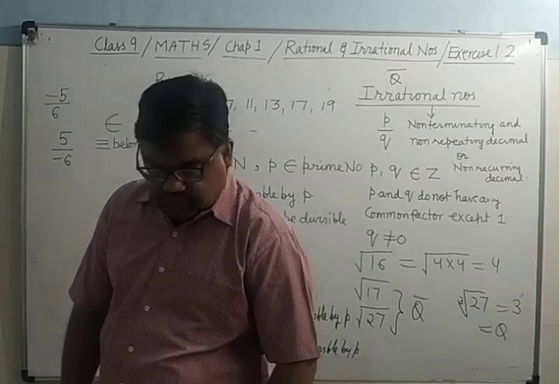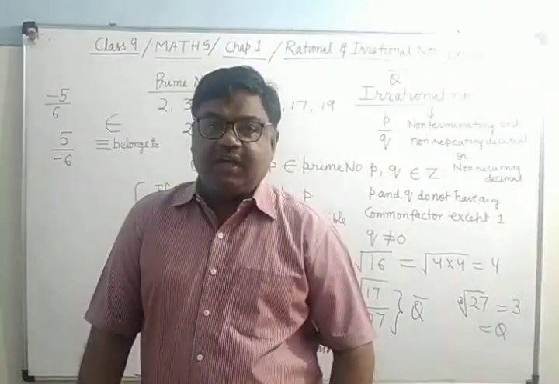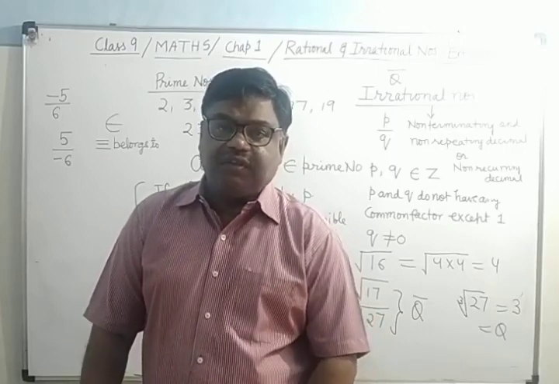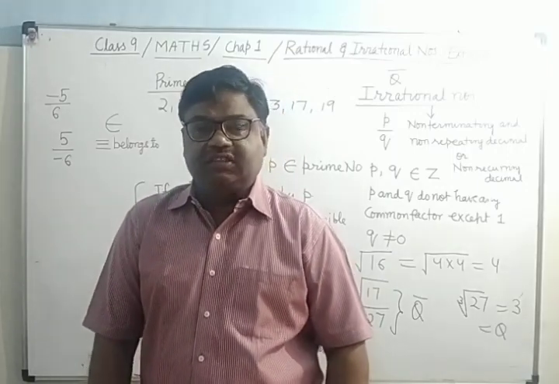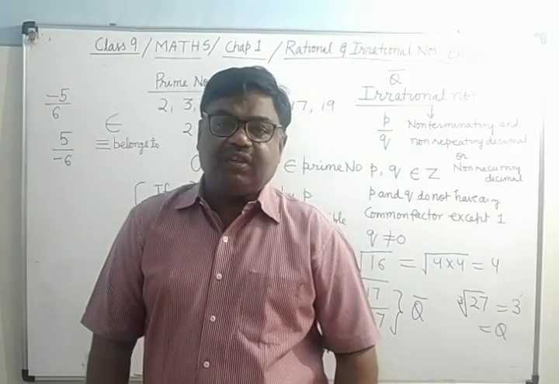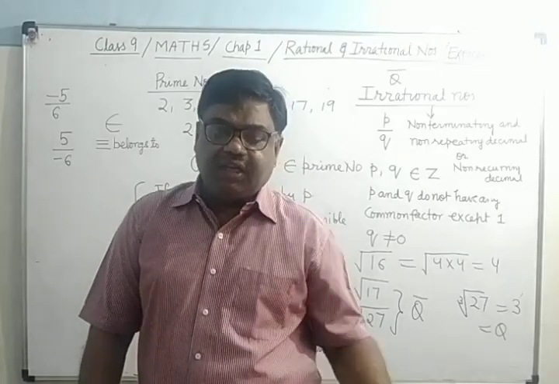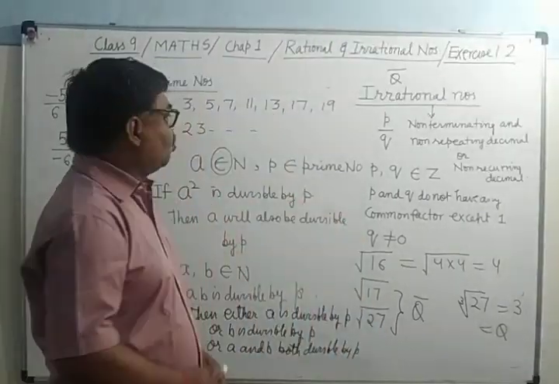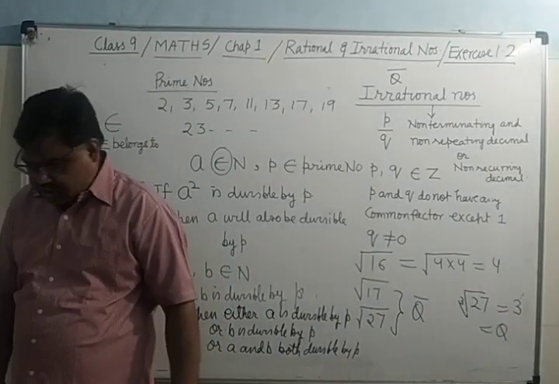One more thing we will remember: if we add a rational number and an irrational number, if we carry out the process of subtraction between a rational number and an irrational number, multiplication of a rational number with an irrational number, and division of a rational number and an irrational number, all are irrational. This is the rule. It's clear.